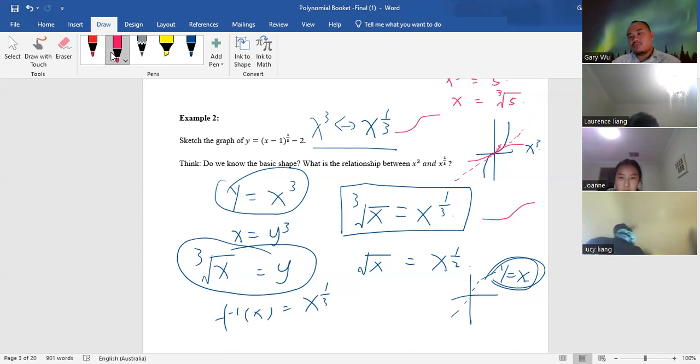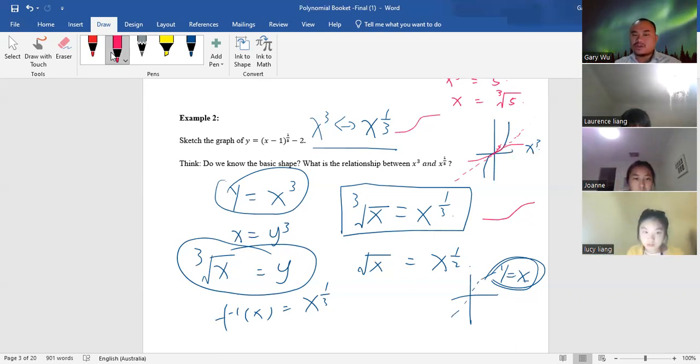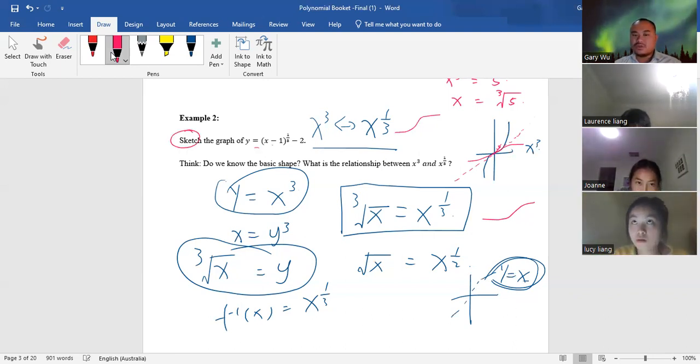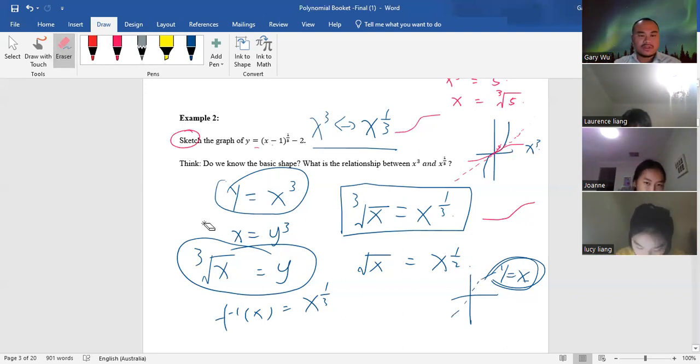But we're not trying to memorize the basic shape, we need to know where this basic shape comes from. Where does it come from? Because it is the reflection over y equal to x from x cubed. Does it make sense, Lucy, Joanne, and Lawrence? Okay, so now we know the basic shape is like that. Can we sketch this one? We're still using DRT. We know there's no dilation here, no reflection here. We have translation only. So how do we sketch it? Can you guys please have a go? I'm going to give you 3 minutes on that.